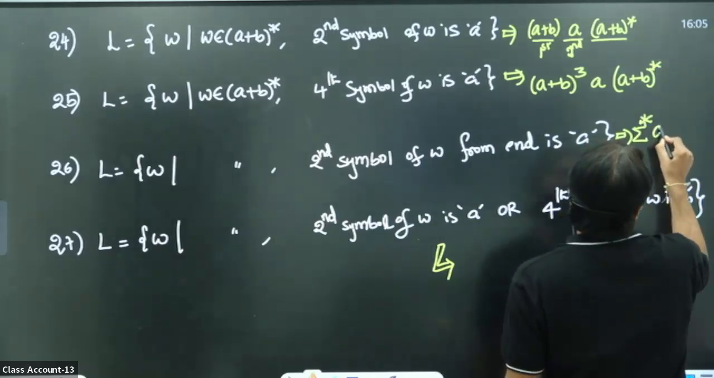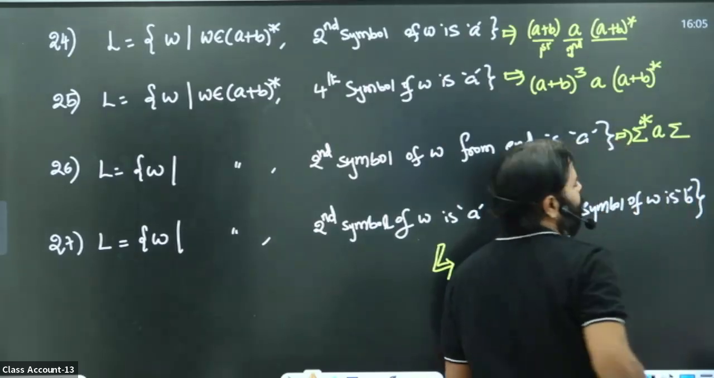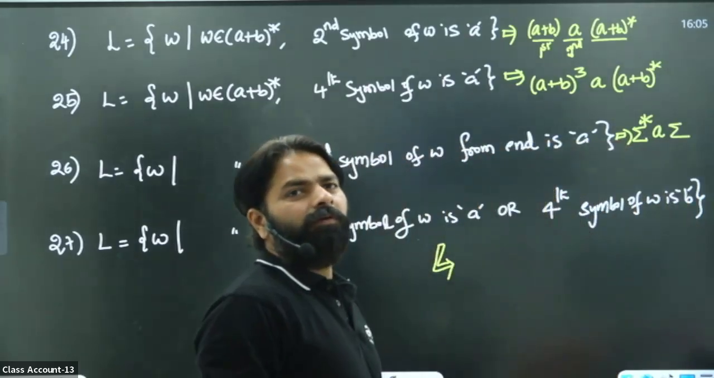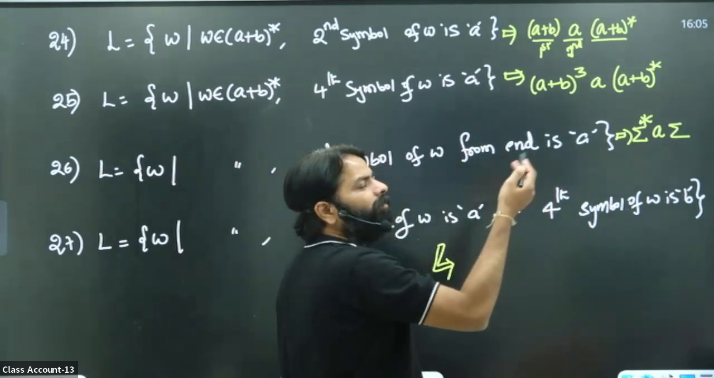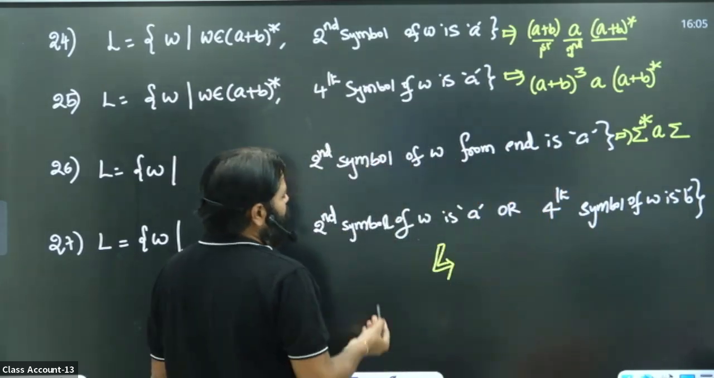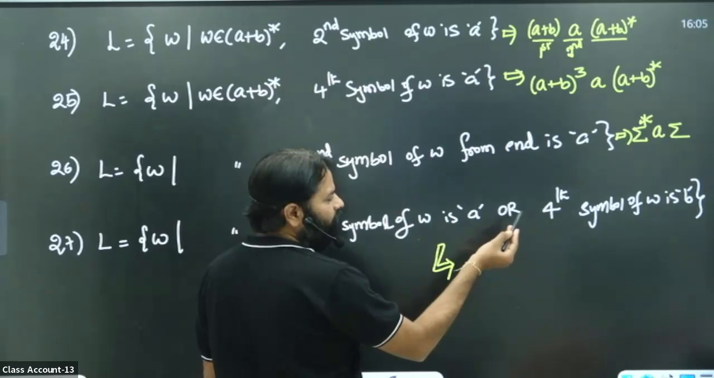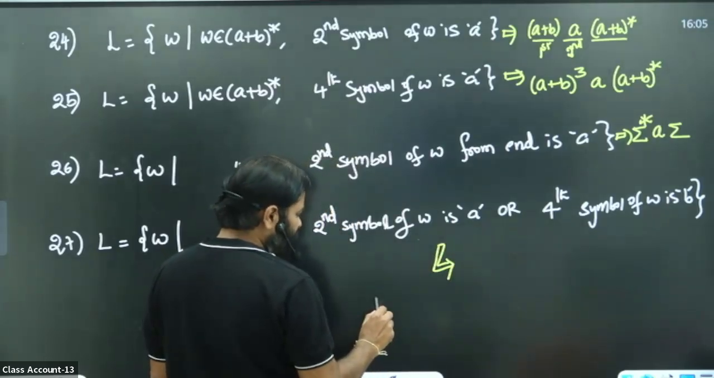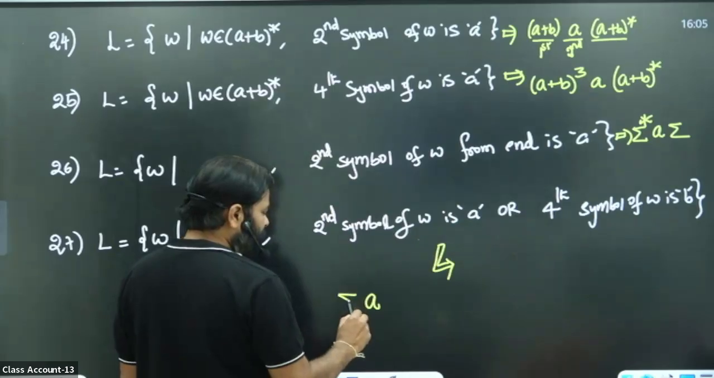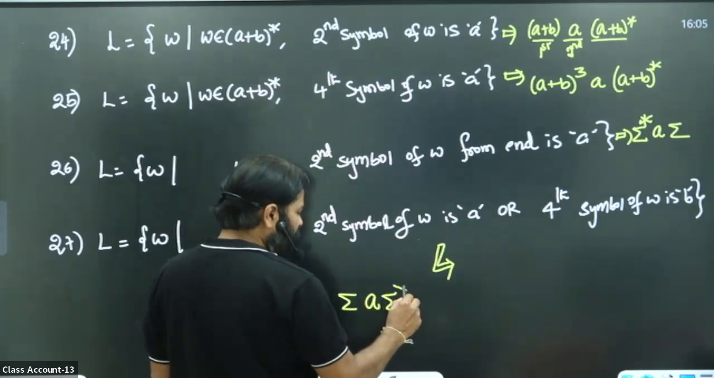Sigma star. Sigma means A plus B, sigma star means A plus B whole star. Second is A or fourth is B. Suppose second is A and first is anything, then we don't look at fourth. Correct or not?